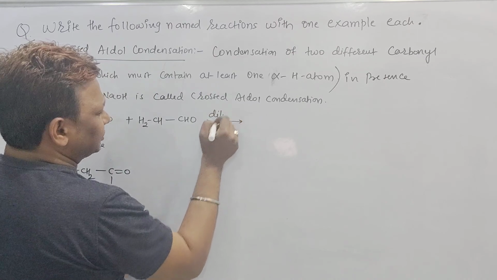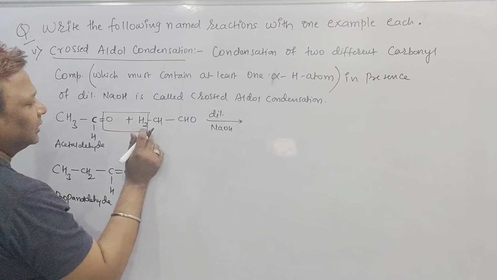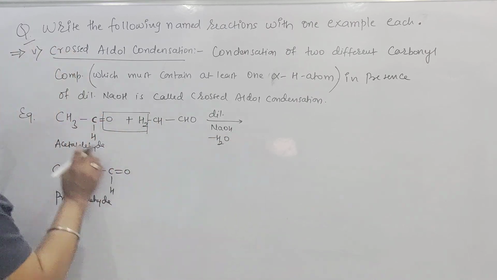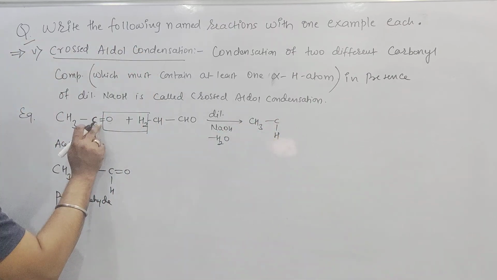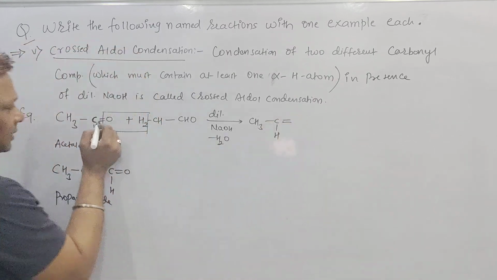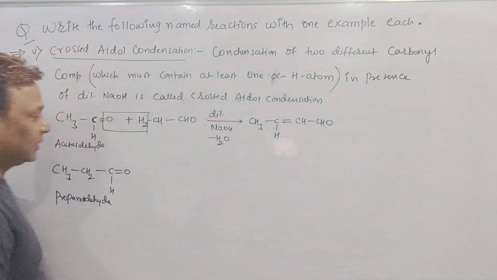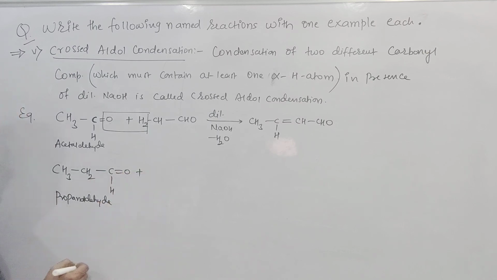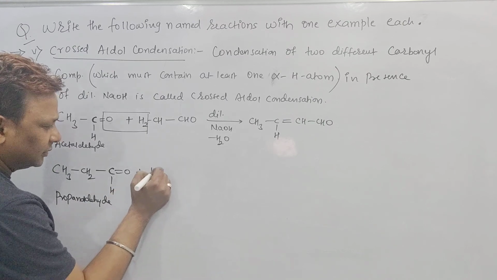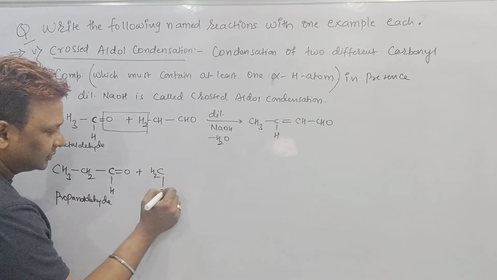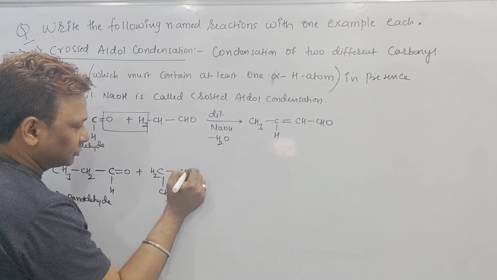In presence of dilute NaOH, H2 from here and O from here will take out a water molecule. What is left with you? I am having CH3, then CH, double bond CH, then CHO. This is the product I got. Same propanaldehyde, one more molecule I want to write here. But in this case, this is my alpha carbon. This CH2 I should write here, C, then H2, bonded with CH3. Then this CH2 is bonded with C double bond OH, so I should write CHO.